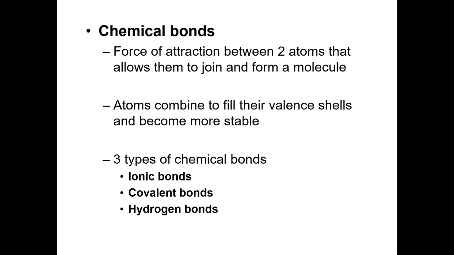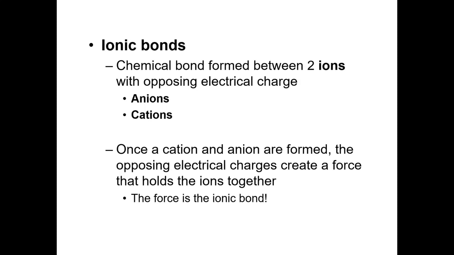If there are open spots in their last valence shell, they are unstable. Hence, why they are looking to bond with another element to become more stable. And there are 3 types of chemical bonds: ionic, covalent, and hydrogen. Ionic bonds are formed between 2 ions with opposing electrical charge. An anion is a negative charge, and a cation is a positive charge.